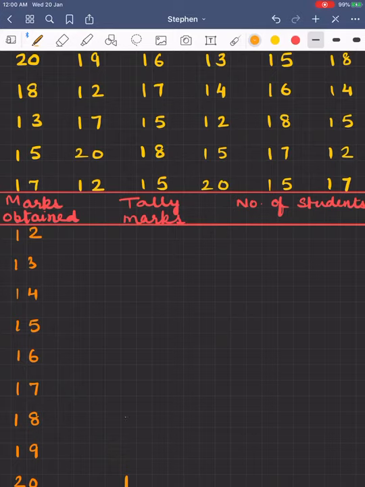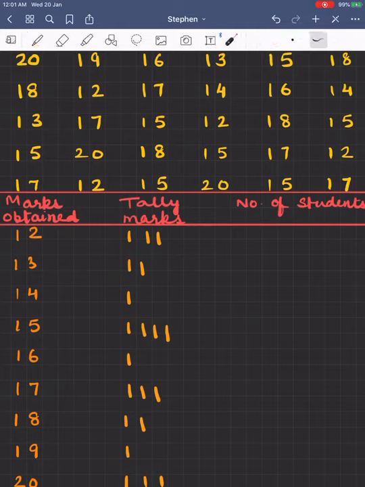Then we have 18, 13, 15, 17, 19, 12, 17, 20, 12, 16, 17, 15, 18, 15, 13, 14, 12, 15, 20, 15. Now children, we pack the counts in groups of fives. Now here we already have 4 counts. So the fifth count is represented by a diagonal line across the previous 4 counts.